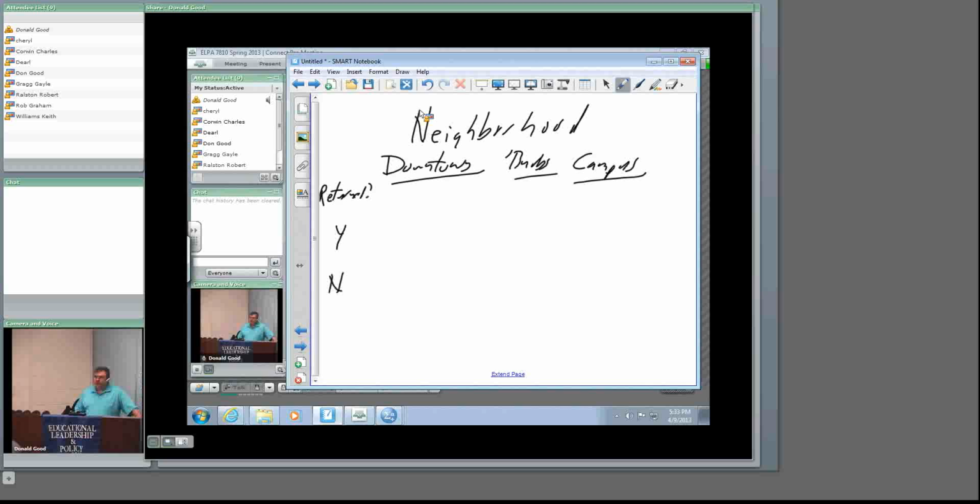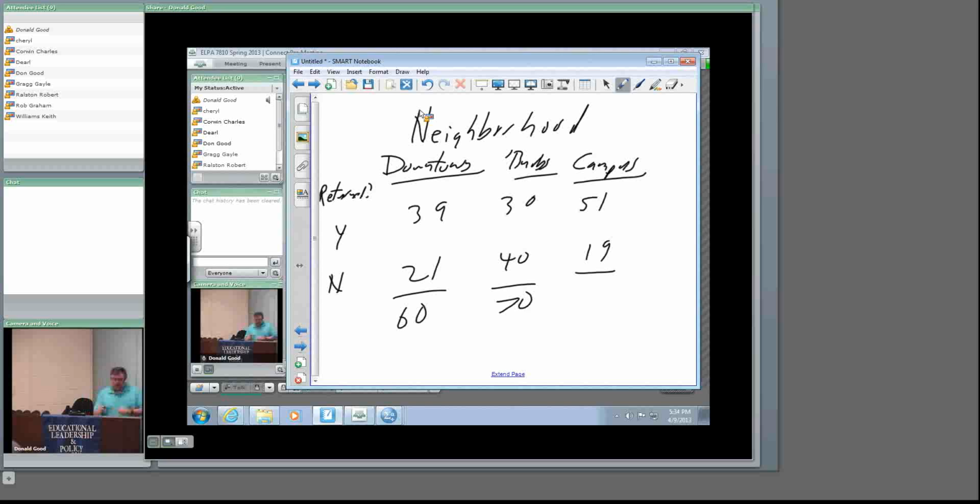So, of the yeses, I'm not going to put everything in the table yet. I want to show you where some things come from first. For downtown, we had 39 yeses. So 39 letters I dropped downtown got returned. 21 did not get returned, which means we lost 60 letters downtown. In the suburbs, 30 were returned, 40 were not returned, which means we had 70 letters in the suburbs. On campus, we had 51 returned, and 19 were not returned, which means we had a total of 70 on campus.